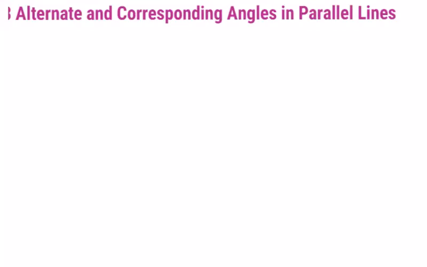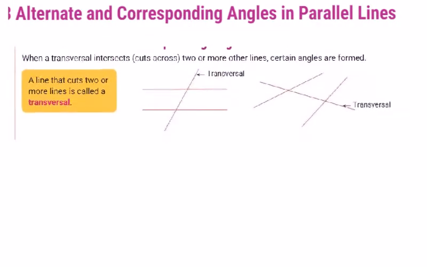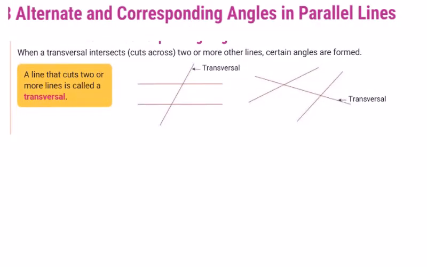In this video, we're going to look at alternate and corresponding angles in parallel lines. A transversal intersects or cuts across two or more parallel lines. It could cut across three. So we're going to look at alternate angles, and corresponding angles, in this video.